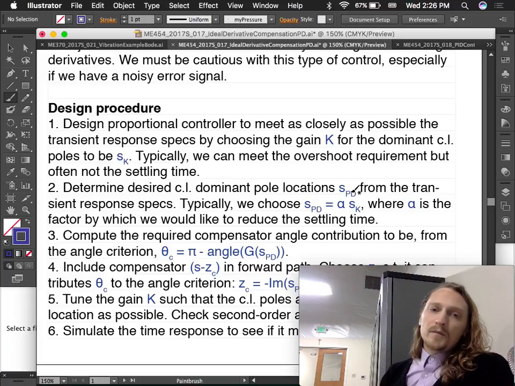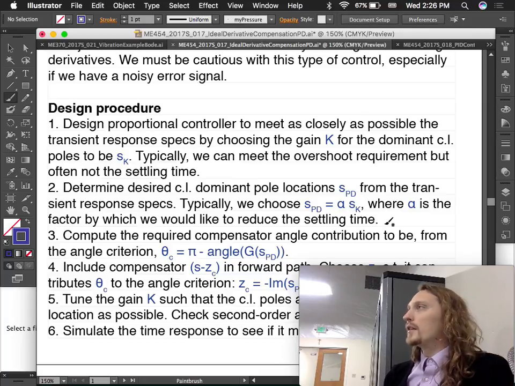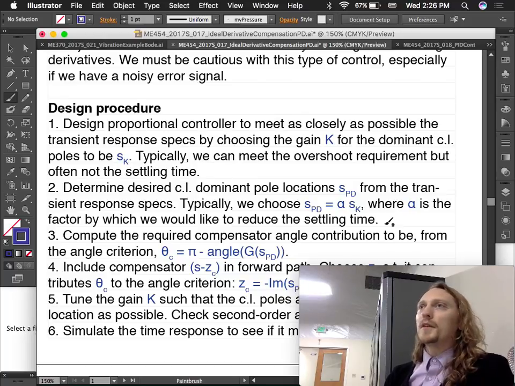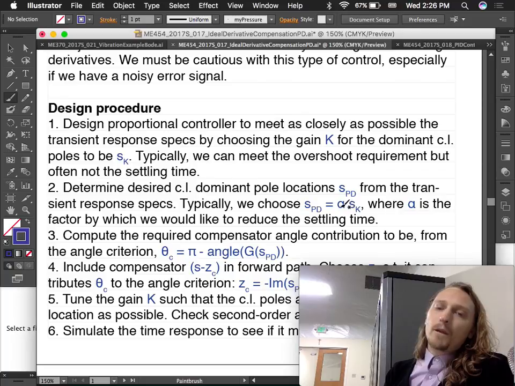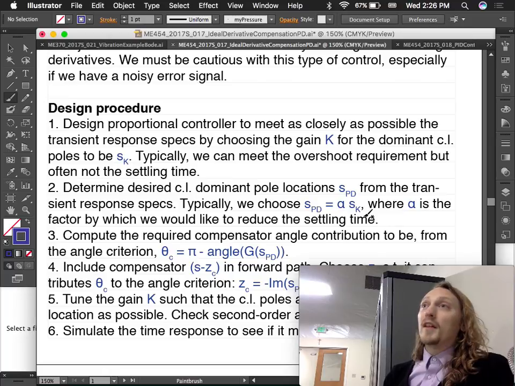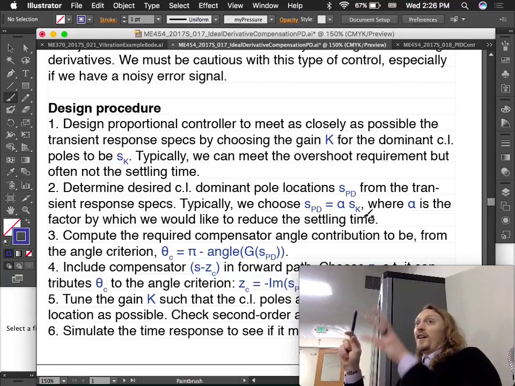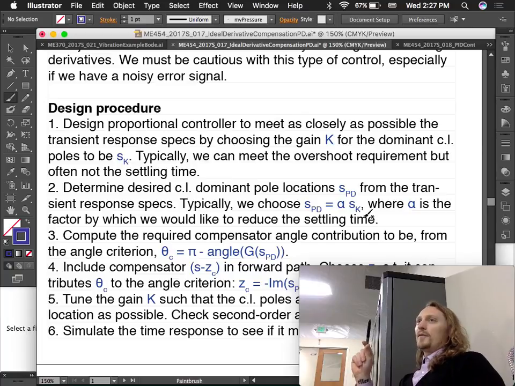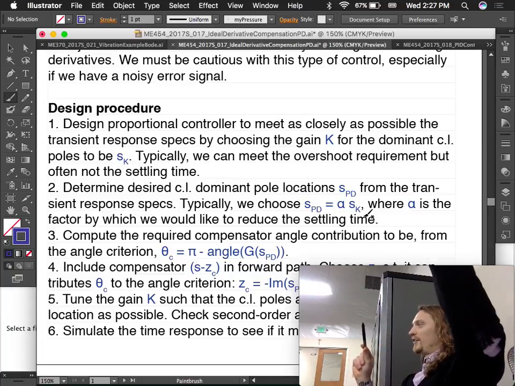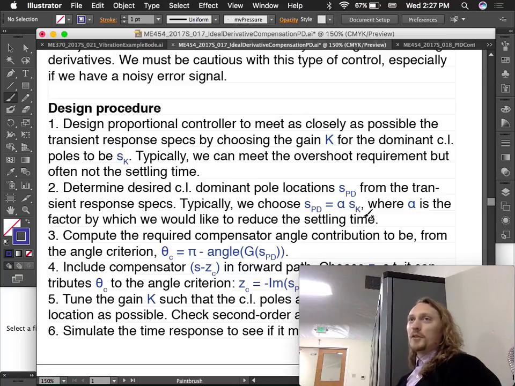And typically we choose the SPD to be alpha times SK. So assuming that we got on the damping ray we want, we can simply scale that value to keep it on that damping line. Because if you scale a complex number that's already on a ray from the origin outwards, it's going to stay on that ray. It's just like if you're scaling a vector, it's just going to make it longer, right? But it's going to have the same direction. So you can just scale it, and it's going to decrease your settling time.